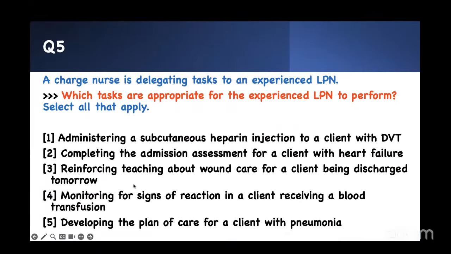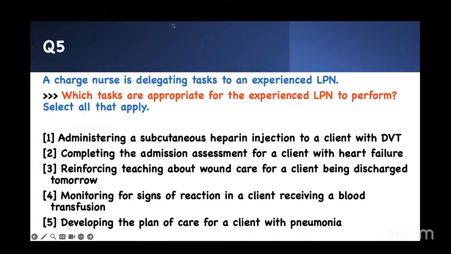Number 5, a charge nurse is delegating tasks to an experienced LPN. Which tasks are appropriate for the experienced LPN to perform? Select all that apply. Administer a subcutaneous heparin injection to a client with DVT, complete the admission assessment for a client with heart failure, reinforce teaching about wound care for a client being discharged tomorrow, monitor for signs of reaction in the client receiving a blood transfusion, and develop the plan of care for a client with pneumonia. Let me know what you think. Which answer choice will you pick?